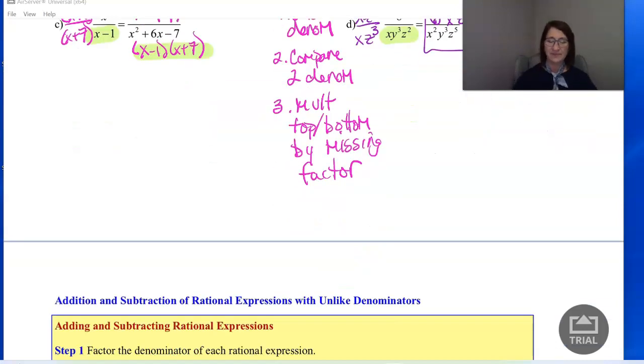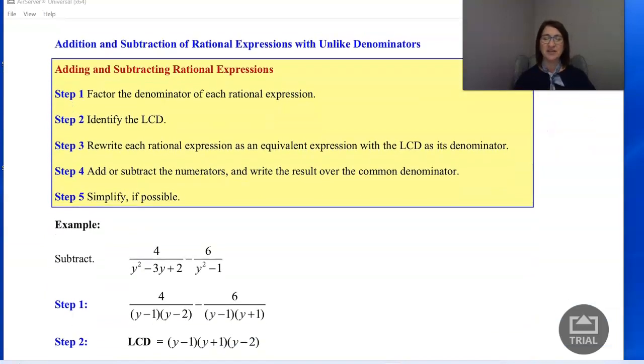All right, now let's put it all together. So now our goal, remember, is to be able to have common denominators so that once we've got the common denominators, we just add and subtract the numerators. That's where we started, and that was not so bad. But we have to get there.